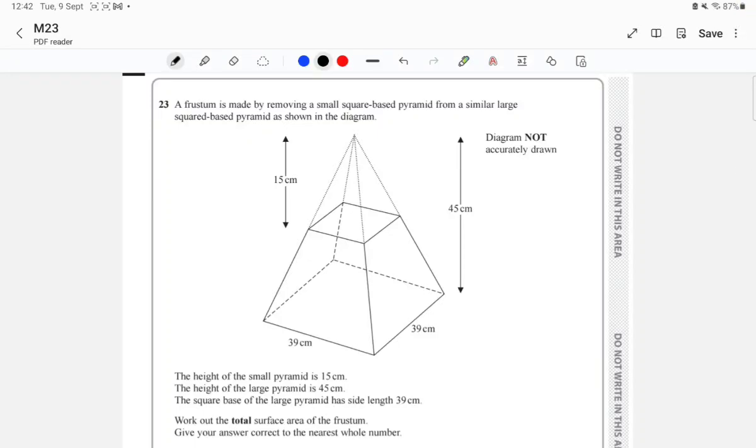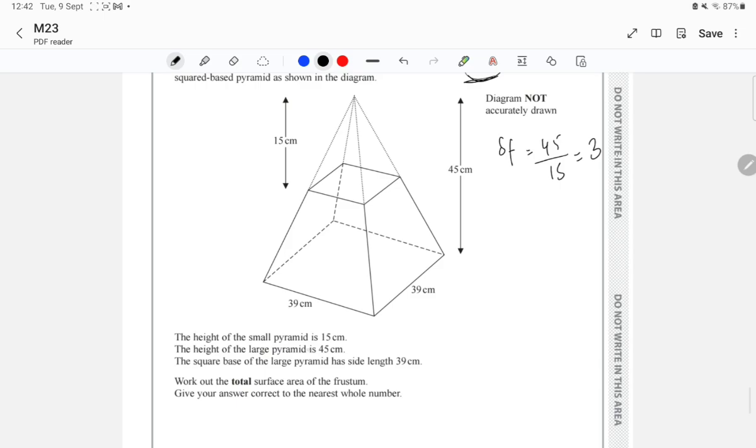Question 23. A frustum is made by removing a small square-based pyramid from a similar large square-based pyramid as shown in the diagram. Since I know that I'm working with similarity, and I know that 45 is the height of the big one and 15 is the height of the smaller pyramid, I will find my scale factor, which is 45 divided by 15, which is 3.